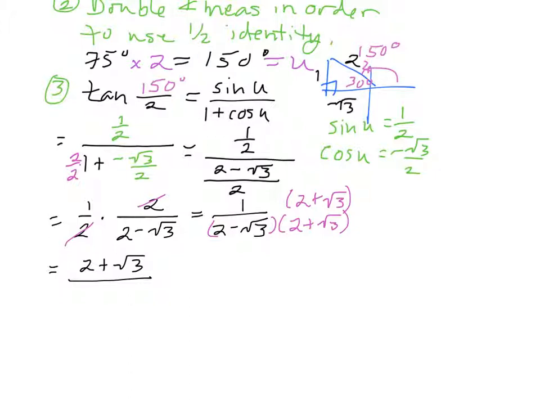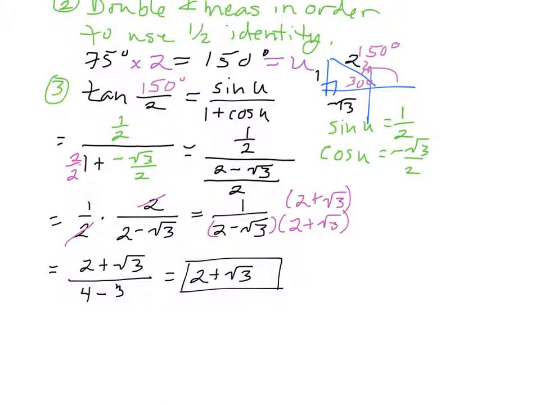And don't forget that this is the difference of 2 squares pattern. So it multiplies as a squared, which is 2 squared, minus rad 3 squared. So 2 squared is 4, minus rad 3 squared is 3. And isn't 4 minus 3 1? So doesn't this equal 2 plus the square root of 3? Is that going to be a positive answer or a negative answer? A positive answer.